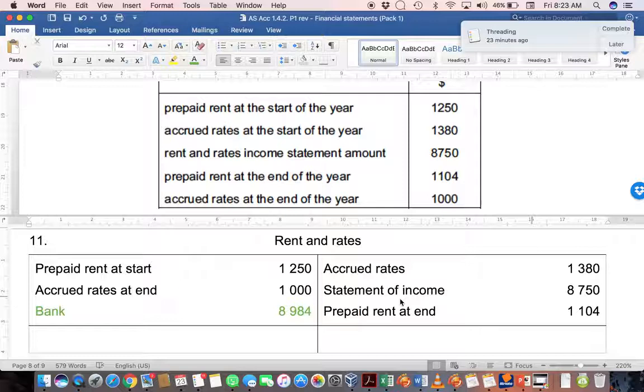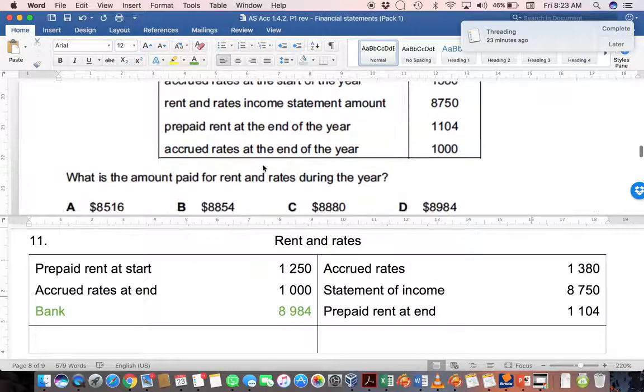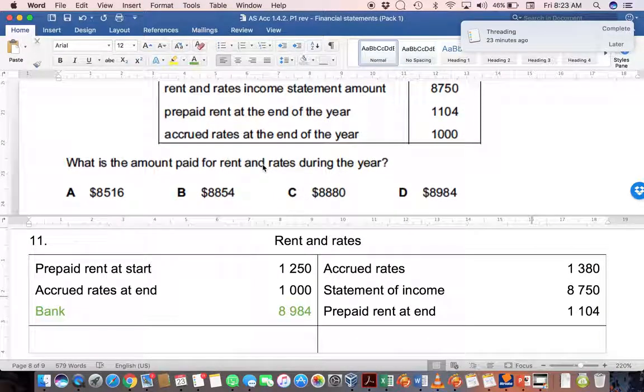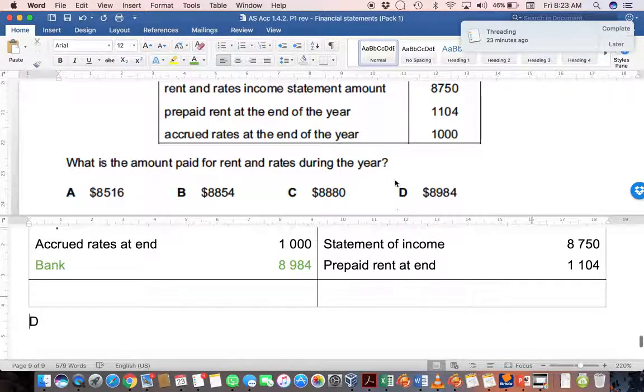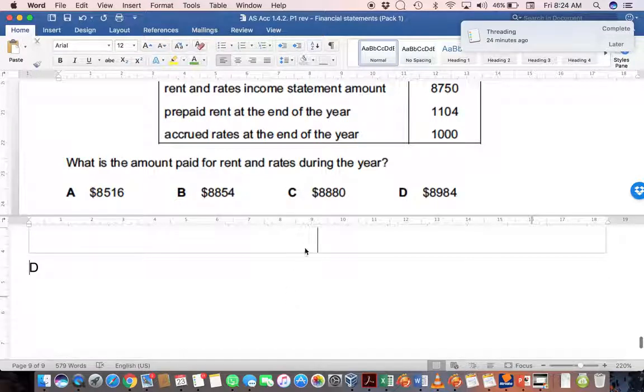At the end of the year, if I am owing money, the accrued will obviously go on the debit side because I still owe it, and prepaid will be on the other side. And then I can work out my missing bank figure for rent as 8940. So my answer will be D, 8984, sorry.